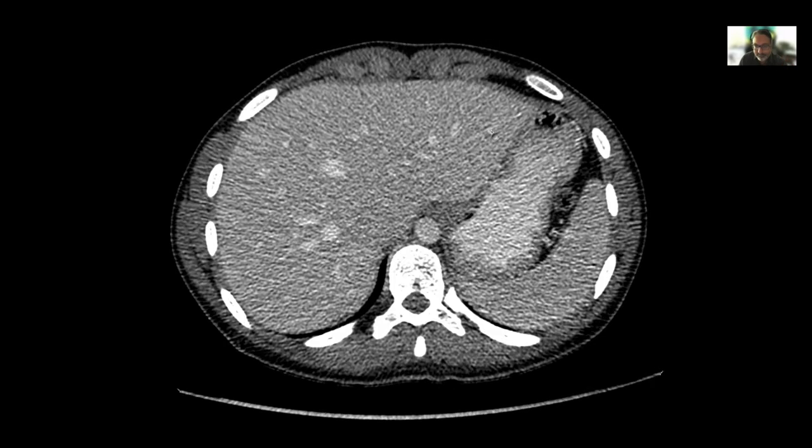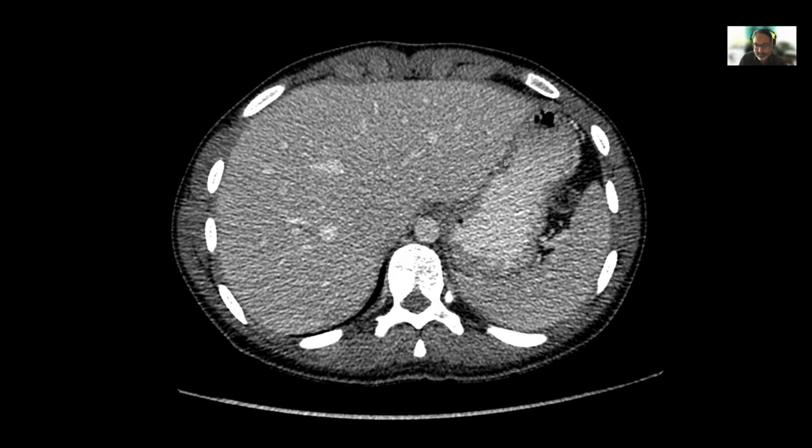Another thing about the stomach I also want to show you is that this is the lesser curvature, and this is the greater curvature of the stomach.